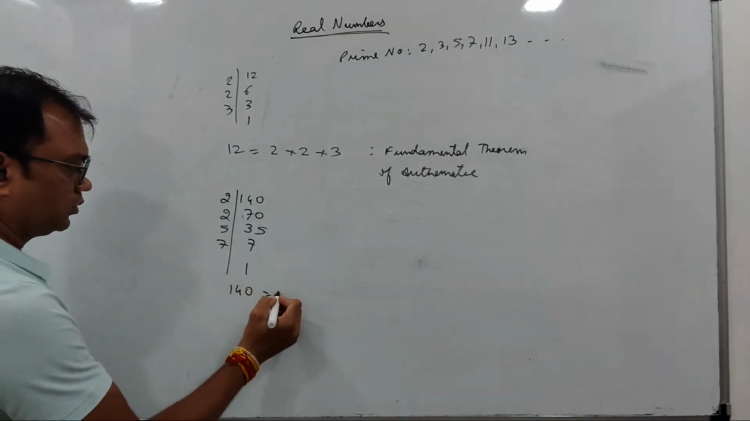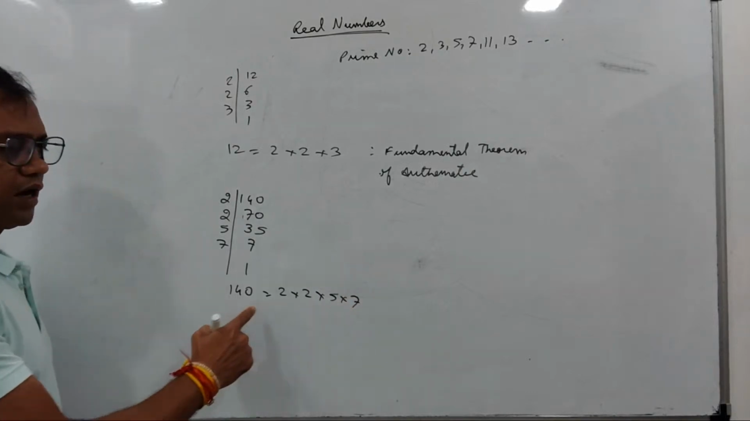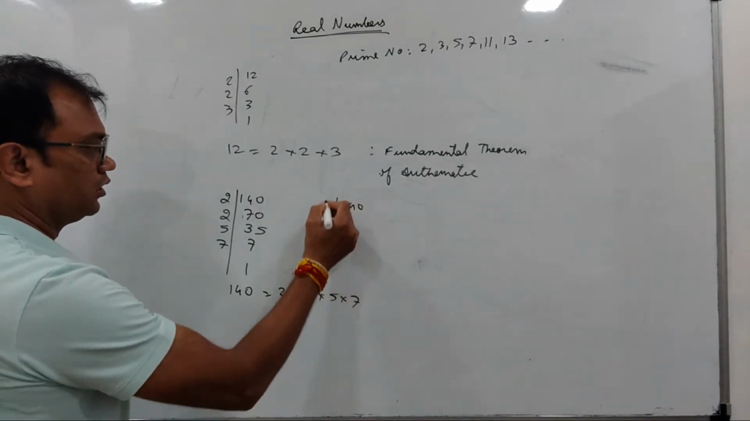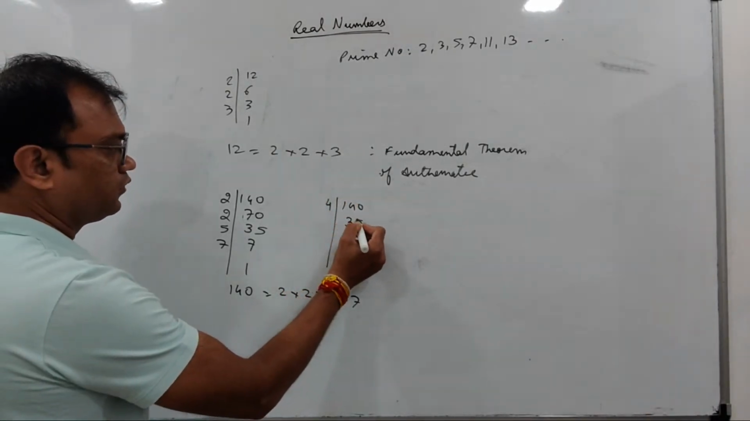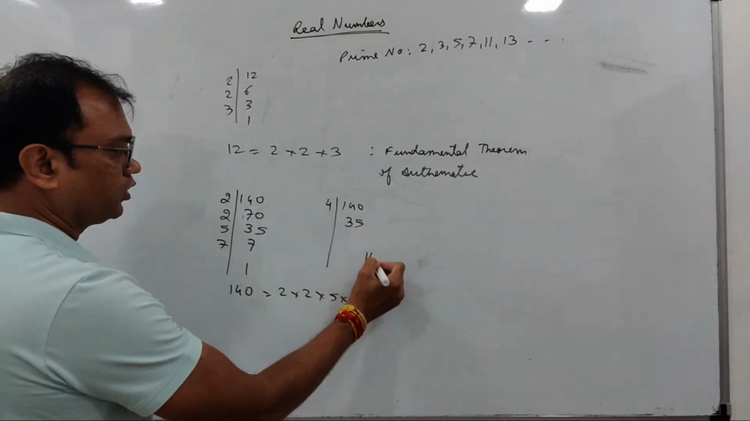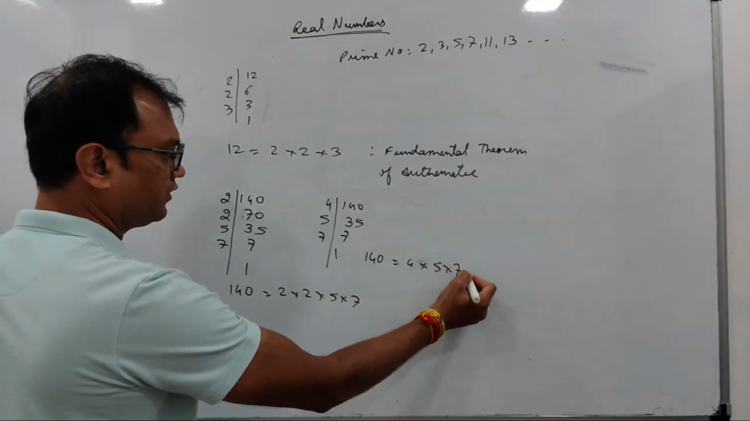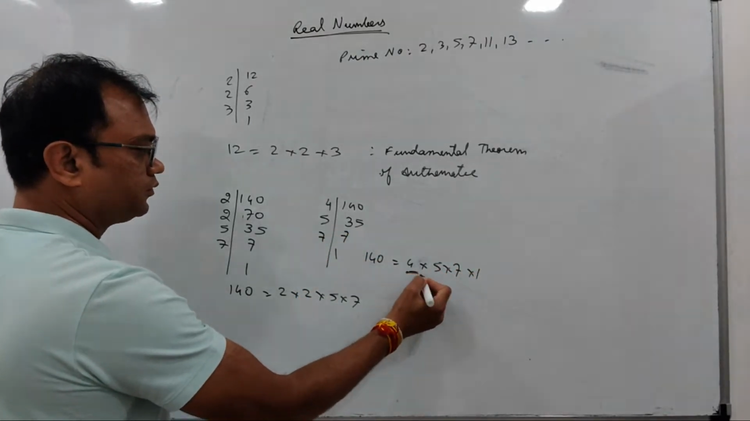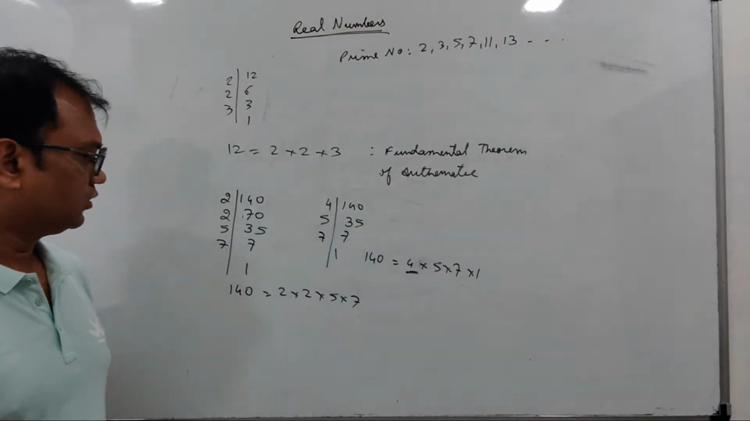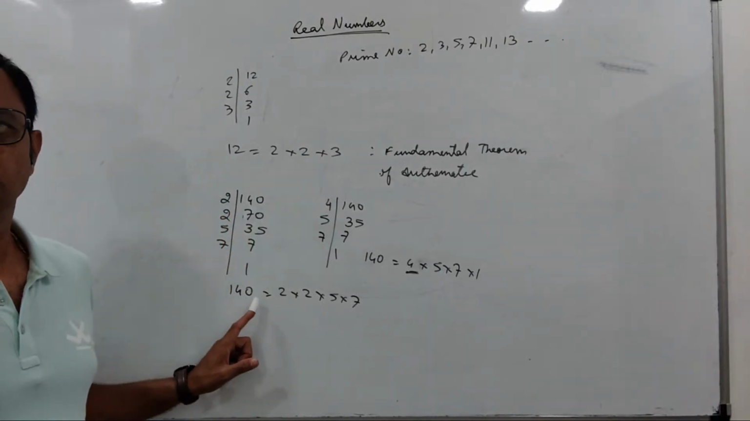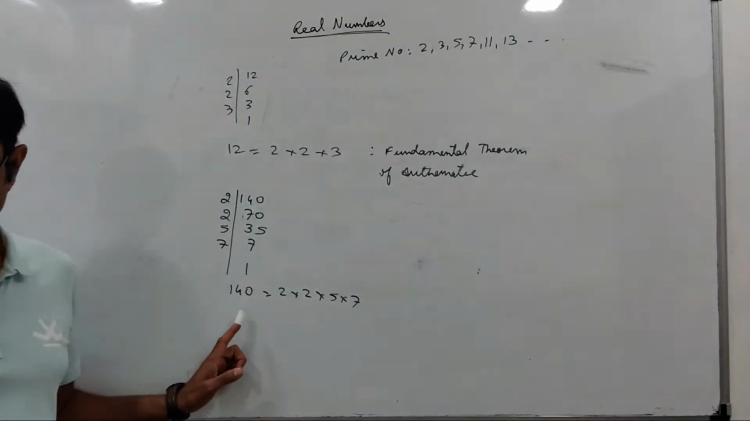So 140 has to be written like this. You can see all these are prime numbers. So you don't do it like this, this is wrong. If you think you can divide by 4, then 4 times 5 is 20, so 140 written as 4 into 5 into 7 into 1 is wrong, because 4 is not a prime number. You cannot do it this way. The correct method is this, because you have to write it as a product of primes. So this is the first question.